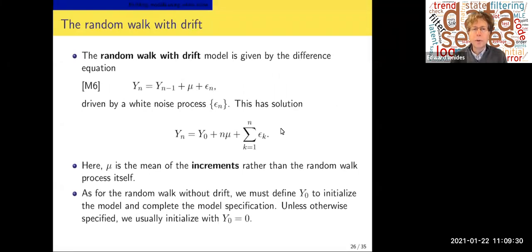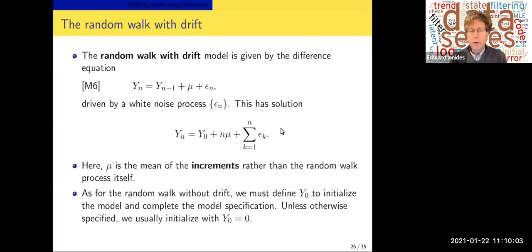One thing we can do with a random walk, we can add some drift, and this is also a useful time series model. Here it is in M6. Yn is yn minus 1 plus mu plus epsilon n, where epsilon n is white noise. This also has an explicit solution. Yn is y0 plus n mu plus the sum of the epsilon k's, assuming we initialize so that y0 is 0.